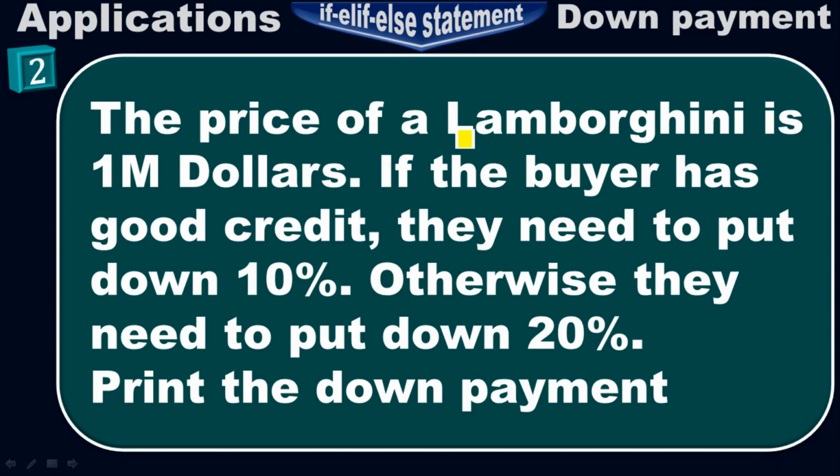Look, the price of the Lamborghini is $1 million. We all know that Lamborghini is one of the prestigious Italian sports cars. If the buyer, the person that buys, has good credit, they need to put the down payment 10%. Otherwise, if the person doesn't have good credit, they need to put down payment 20%. Now print the down payment. So we need to solve this problem by using the conditional statements. Let's go for the solution here.